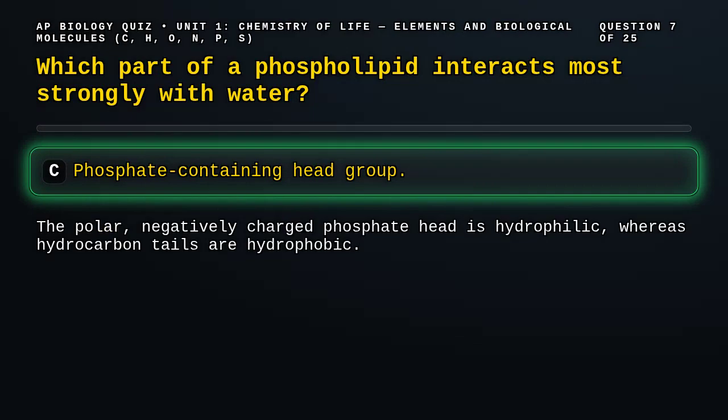Correct answer, C. The polar, negatively charged phosphate head is hydrophilic and hydrogen bonds with water, while the nonpolar hydrocarbon tails are hydrophobic and avoid water.